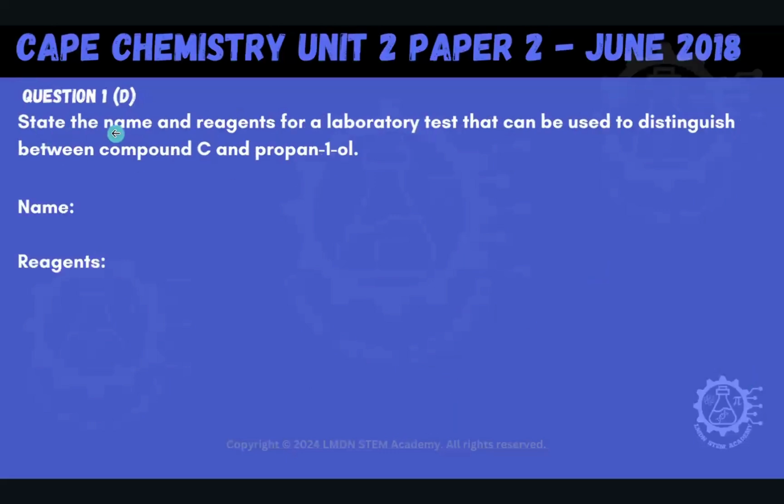Part D says we're supposed to state the name and reagents for a laboratory test that can be used to distinguish between compound C and propan-1-ol. So we have to know what the structures are if we want to think of a test that could potentially distinguish between them. We have to know what we're working with.